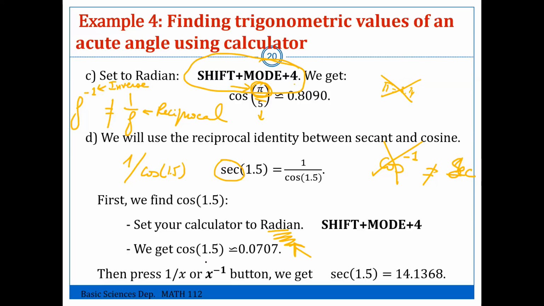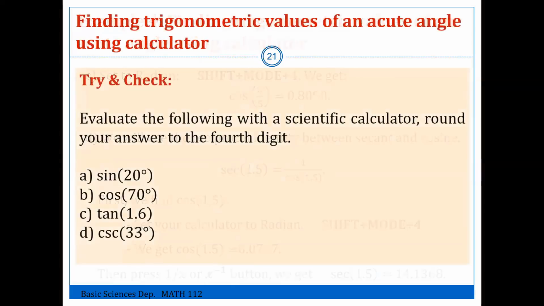Because the unit is very important, radian and degree. Be careful to this point. So this is section 2. We defined the trigonometric ratios in a right triangle: sine, cosine, tan and cotangent.